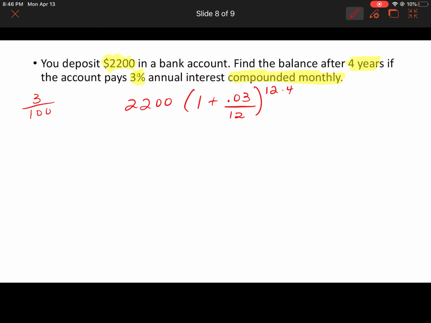So we have $2,200 times 1 plus 0.03 divided by 12 to the power of 12 times 4. I'm going to rewrite this. 12 times 4 is 48. 1 plus 0.03 divided by 12 is going to be 1.0025, I believe. Let me check that real quick, just to make sure.